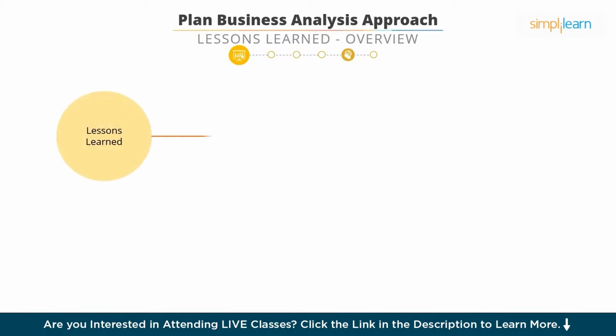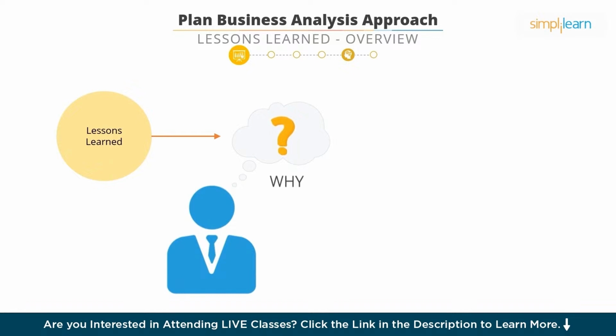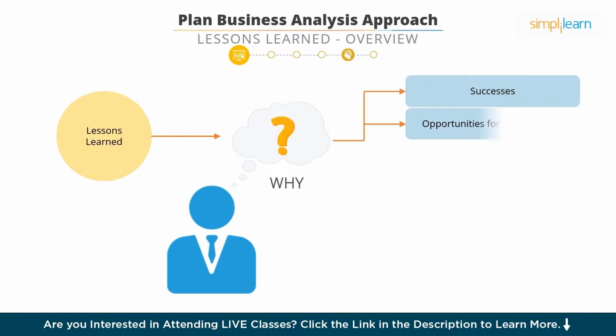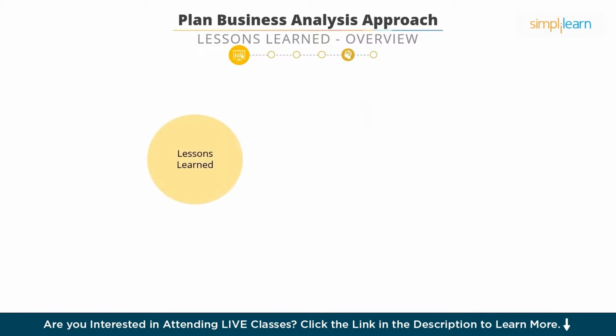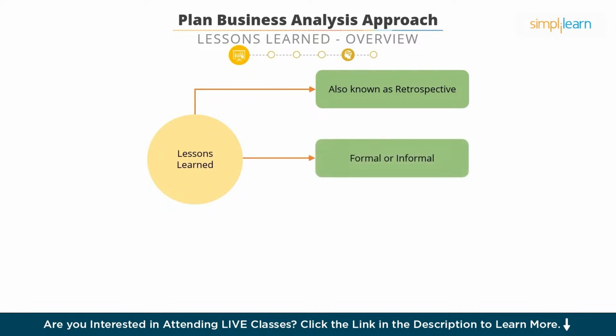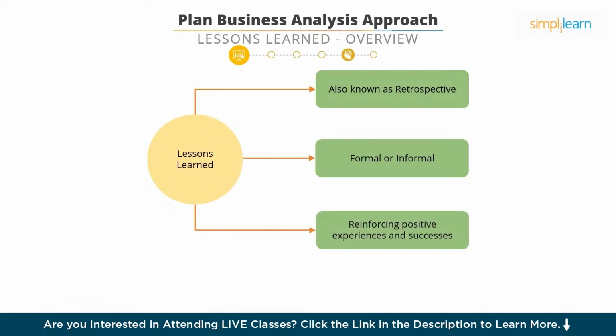Lessons learned sessions are conducted in groups at every milestone or at the end of an iteration or project phase. The purpose of the lessons learned process is to compile and document successes, opportunities for improvement, failures, and recommendations for improving the performance of future projects or project phases. In Agile methodology, a lessons learned is referred to as a retrospective. Lessons learned sessions can be formal or informal working sessions. It helps in reinforcing positive experiences and successes, and reducing risks for future actions.